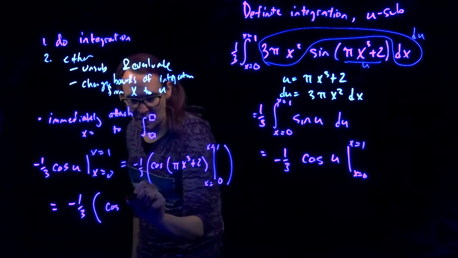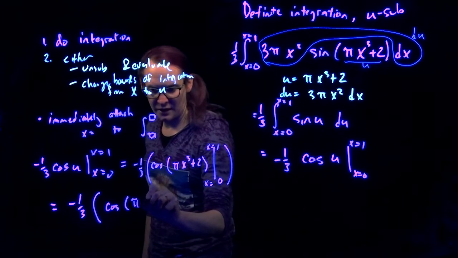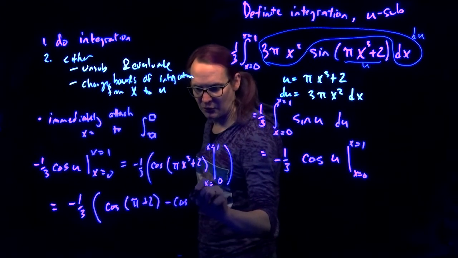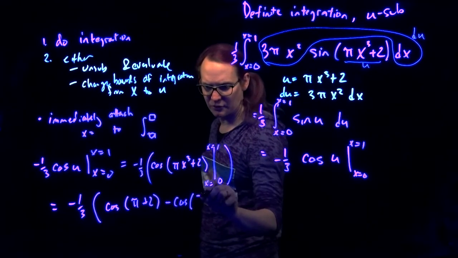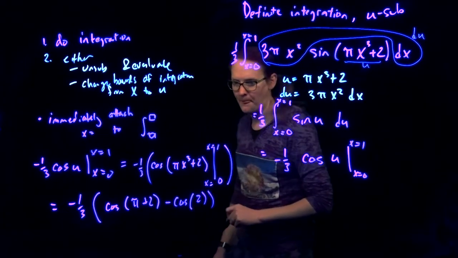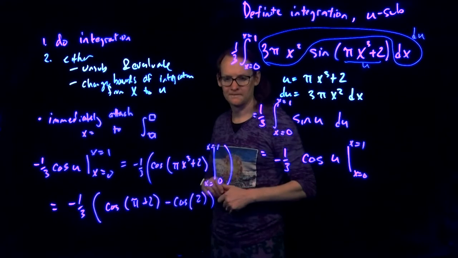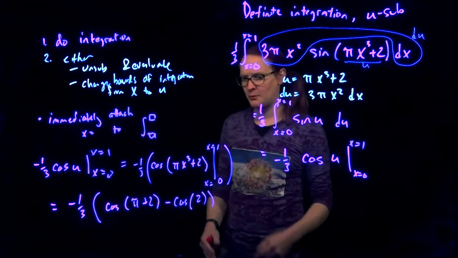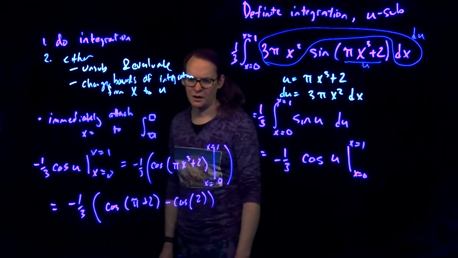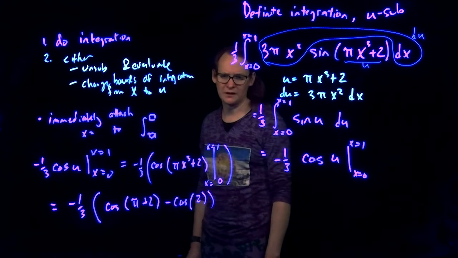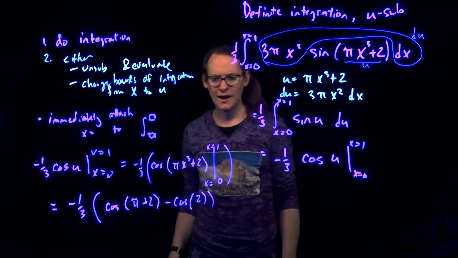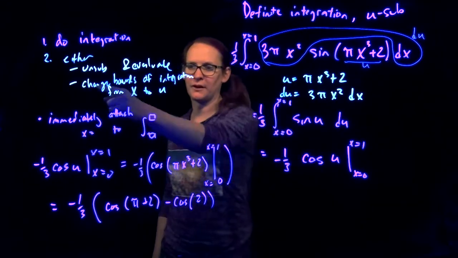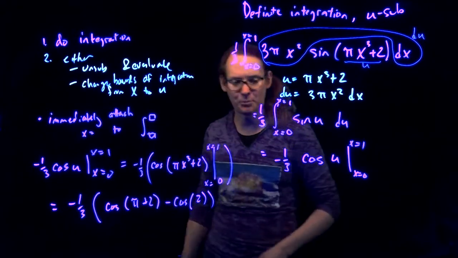Cosine of pi plus 2 minus cosine of 0, so 2. And I probably could do something with the shift of these to simplify it, but I'm not going to worry about that right now because I think that's going to be a sidetrack. Instead, I think what I want to do is try the other thing where I change the bounds of integration and I should get the exact same expression.